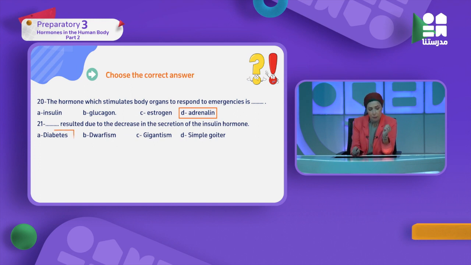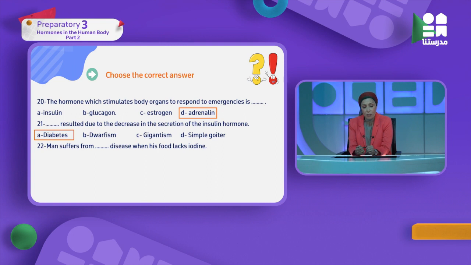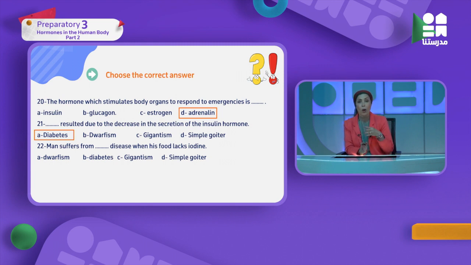Man suffers from which disease when his food lacks iodine? The first time I find iodine, I right away look for the disease caused by lack of iodine. Is it dwarfism or diabetes, giantism or simple goiter? We said it is simple goiter, which is caused by deficiency in iodine. That's why we always advise that you increase the amount of iodine in your food.